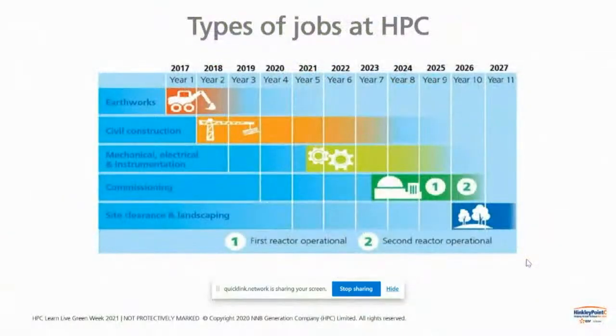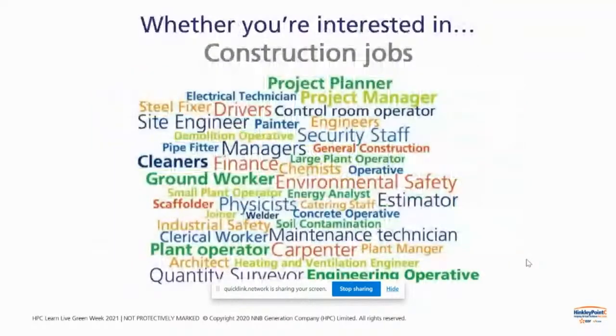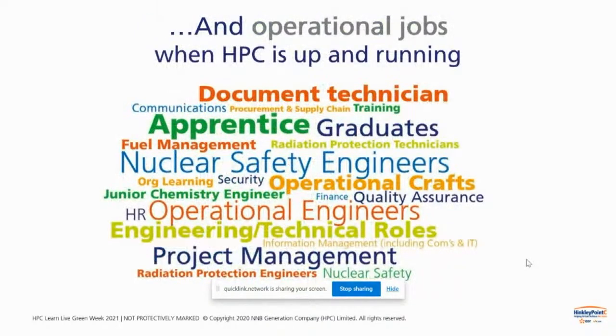So this is where we are in the stage of Hinkley Point C. We're just entering the mechanical, electrical and heat ventilation part of the program. This is about putting things actually inside the buildings that we have created. There are lots of jobs available at Hinkley Point C during the construction phase, and you can see some of those listed here. Lots of apprenticeship opportunities, and then also operational jobs, when Hinkley Point C is up and running.